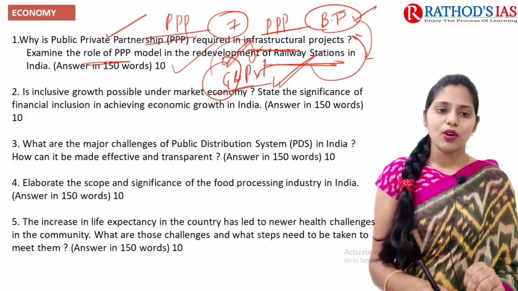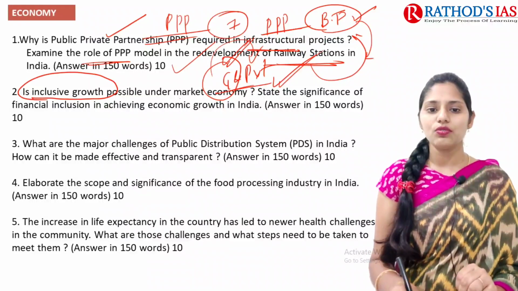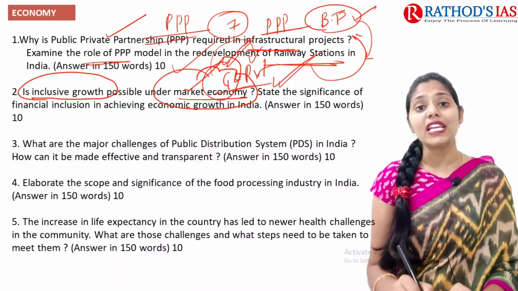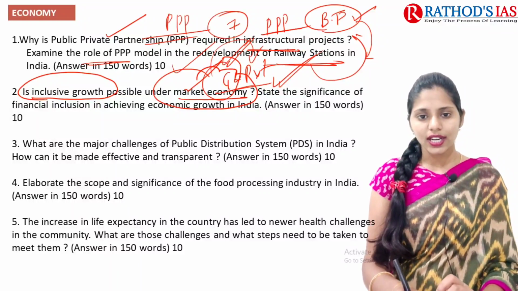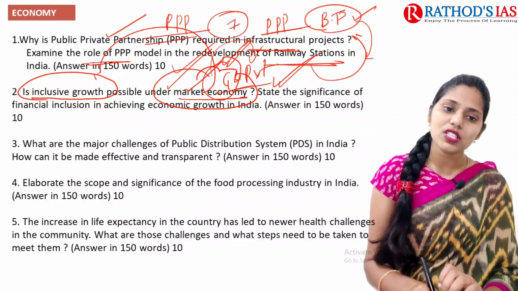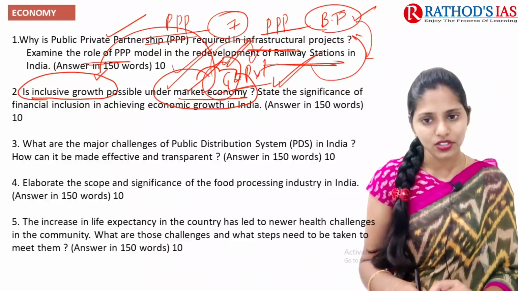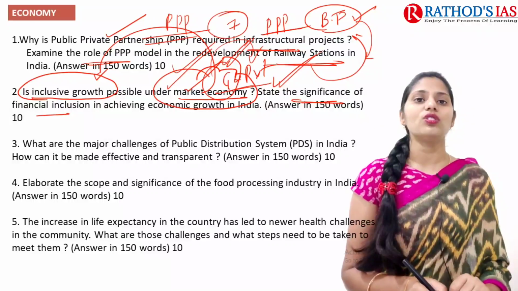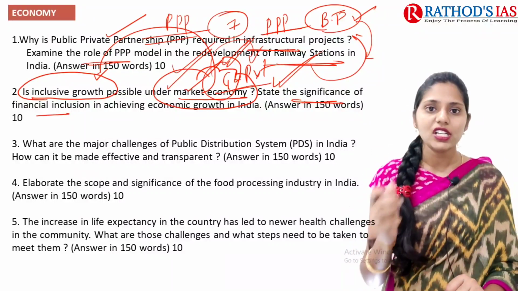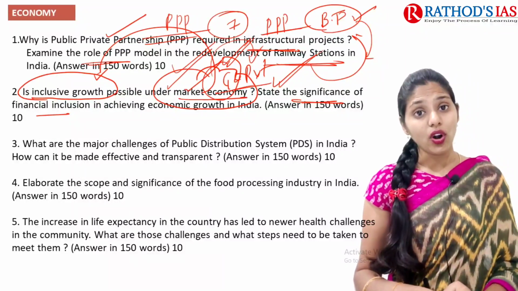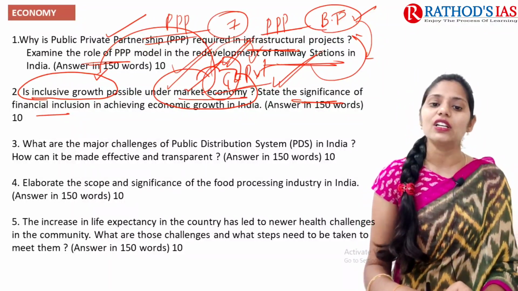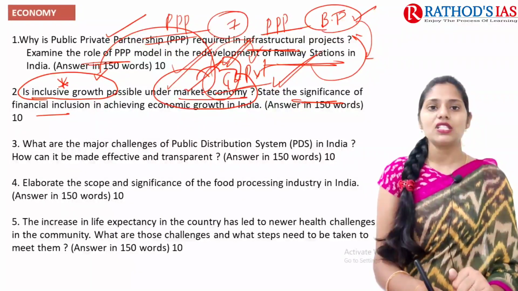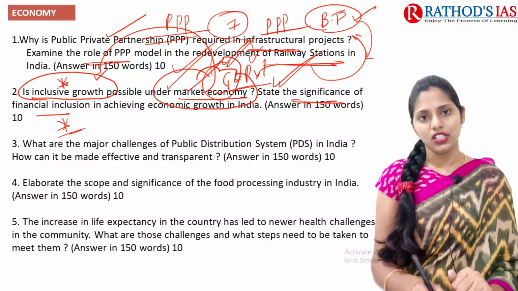And the next question is about whether inclusive growth is possible under a market economy. First of all, you have to know what market economy means. You can write about the market economy and the importance of inclusive growth in a market economy in the introduction. And you have to write about the significance of financial inclusion. You also need to know the meaning of financial inclusion and its significance. That can be written in the body. Here the two keywords are, first, inclusive growth, and second, financial inclusion.